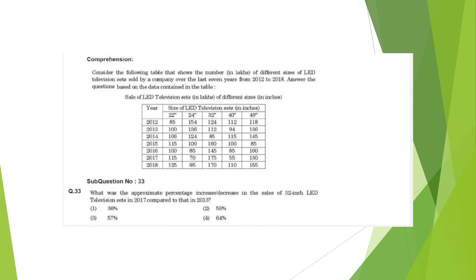Now here, what was the approximate percentage increase or decrease in 32-inch television from 2017 compared to 2013? Okay, he is asking about how much percentage is increased from 2013 to 2017. How much percentage of sales are increased?